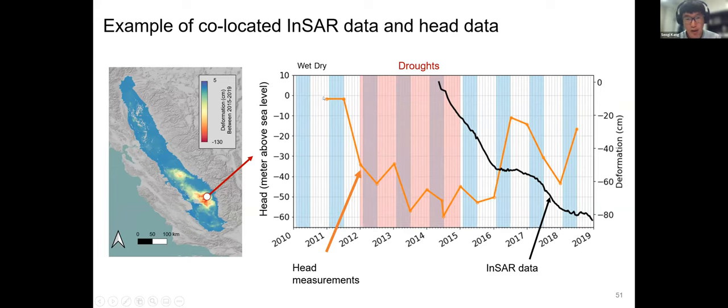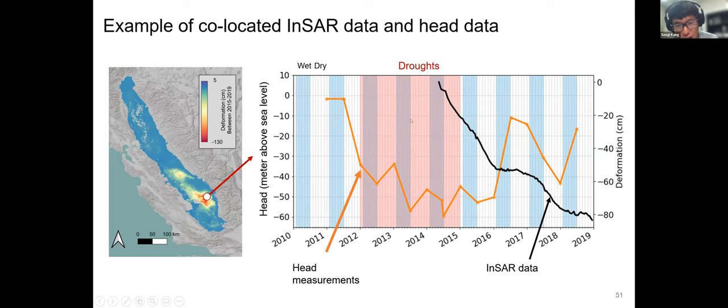So I'm going to start with the head data. The head is generally decreasing during the drought period and oscillating with the seasons. And after the drought period, the head recovers. So in the context of water management, it's actually good, as we're recovering the head after the droughts.